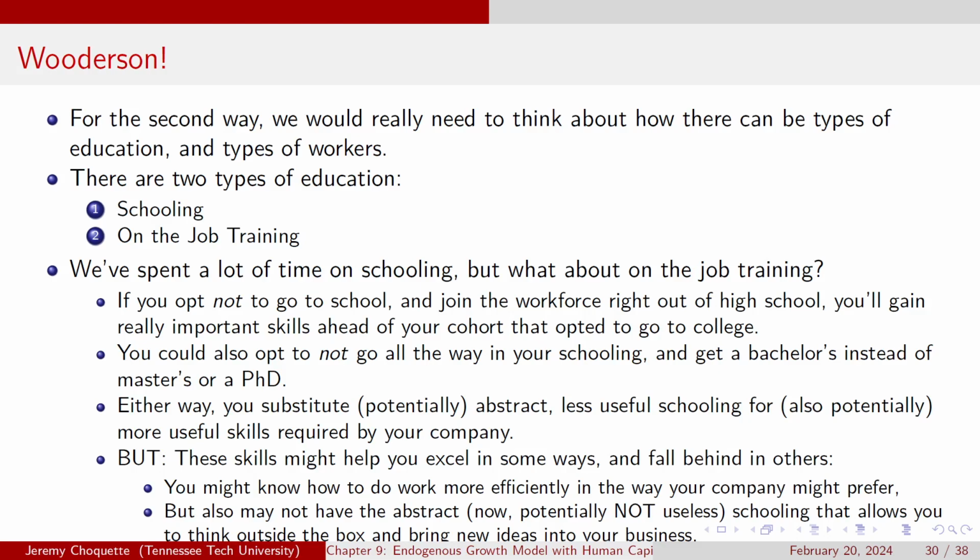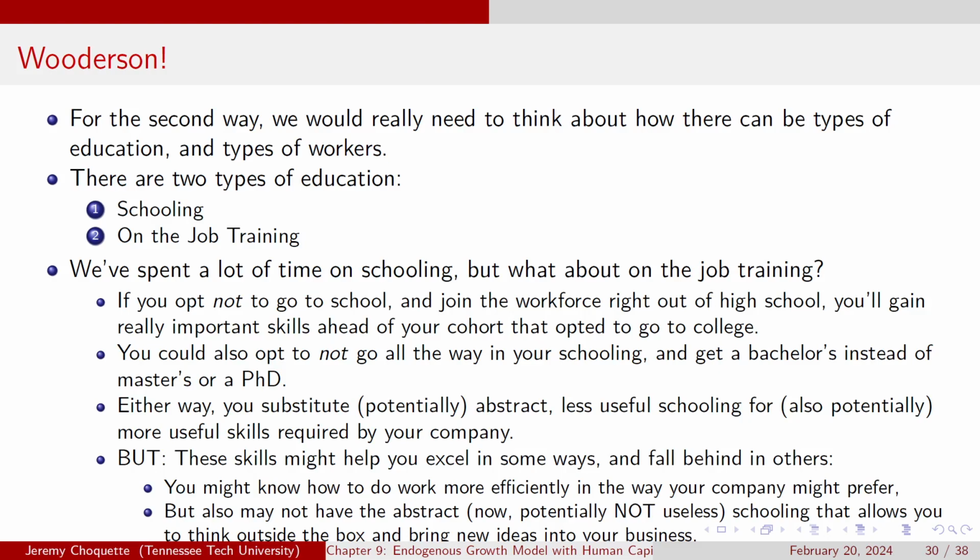You could simply just opt to not go all the way in your schooling. Maybe you want to get a bachelor's degree instead of a master's, or you want to get a master's instead of a PhD. Either way, what you're doing is you're substituting possibly abstract, less useful schooling for also possibly more useful skills required by your company.